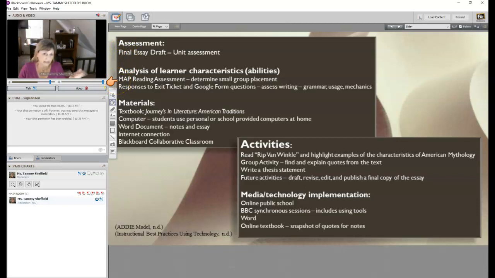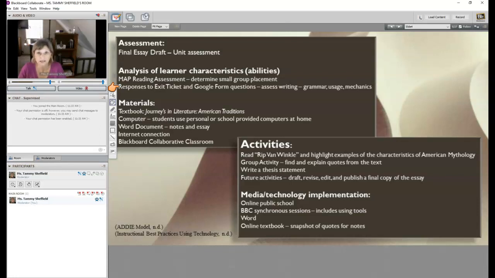So like I said earlier, this is a group of students that score at a below basic learner level. I got that based off of the MAP reading assessment, which we use to determine their comprehension of materials that they read. And then I further based their abilities off of responses to exit tickets and a Google form that has questions related to what we learned in class that day. And with those, I can take a look at their writing.